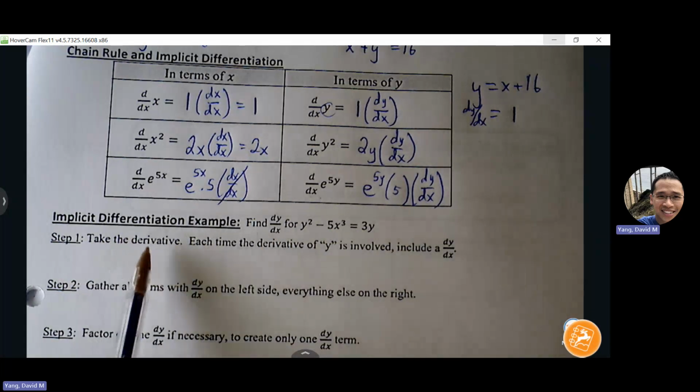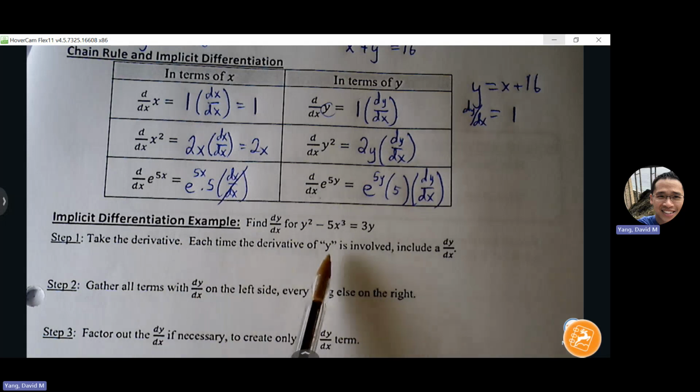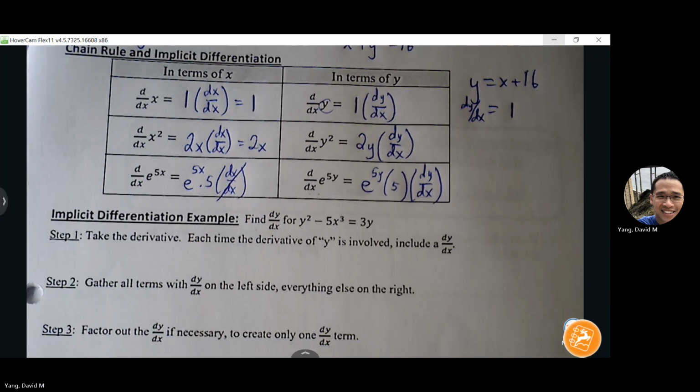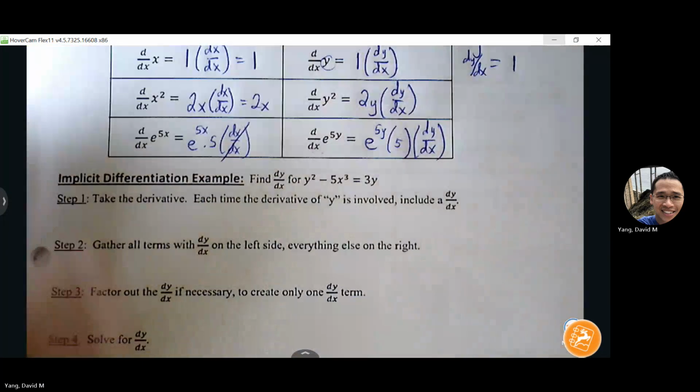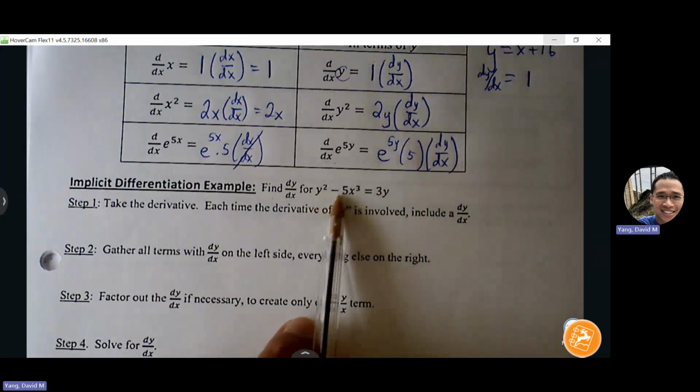So the first step is we take the derivative, right? Whatever derivative rule that we see, we're going to attach it. But then each time the derivative of y is involved, you're going to multiply that term with a dy dx immediately after. Okay. So let's go ahead and find each of these derivatives.